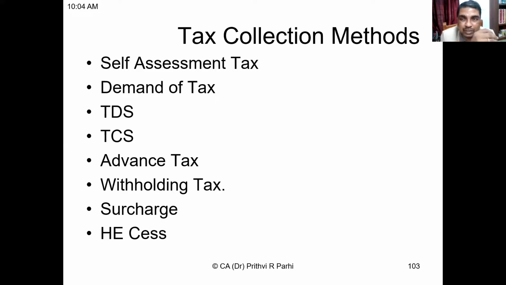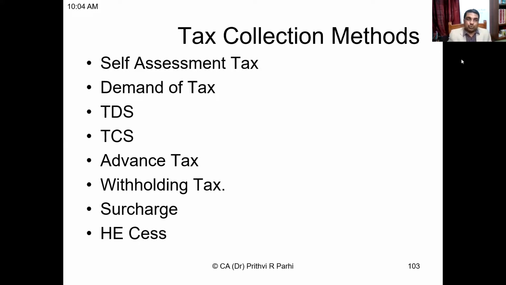First one is, what is the first one? Will you read it out? Self-assessment tax. Here you are assessing your own income and computing tax on that. Second is demand of tax. That means government is demanding a tax and you have to pay. Third one is TDS. What is that?